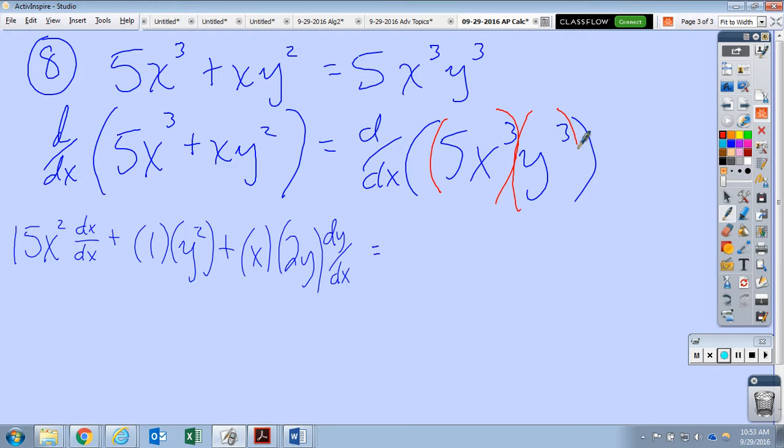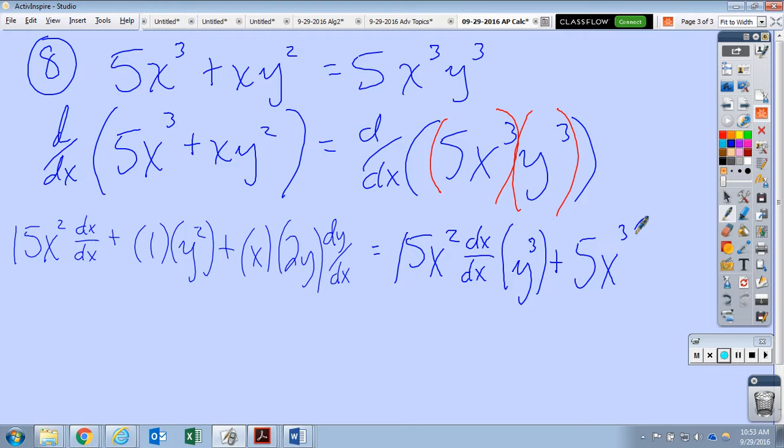I'm thinking of it like this. So the derivative of this is product rule, which means I take the derivative of the first, which would be 15x squared dx dx. Leave this guy alone, plus leave this guy alone, times the derivative of this guy, which would be 3y squared dy dx.